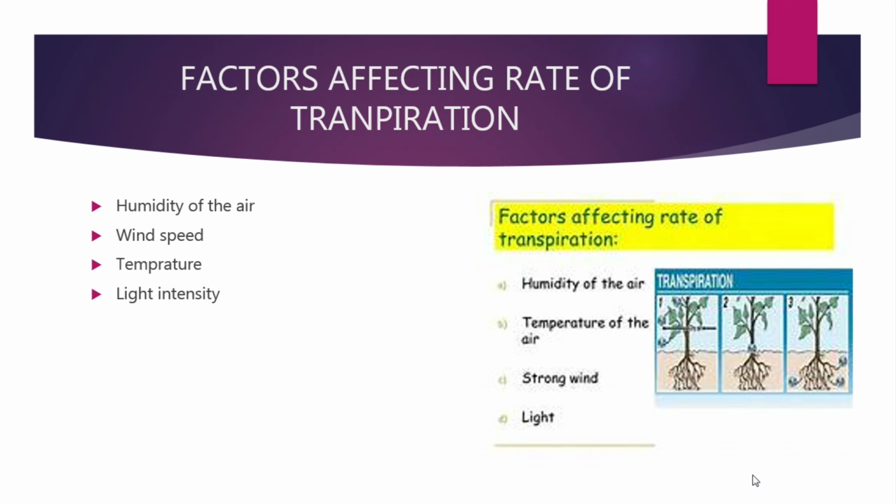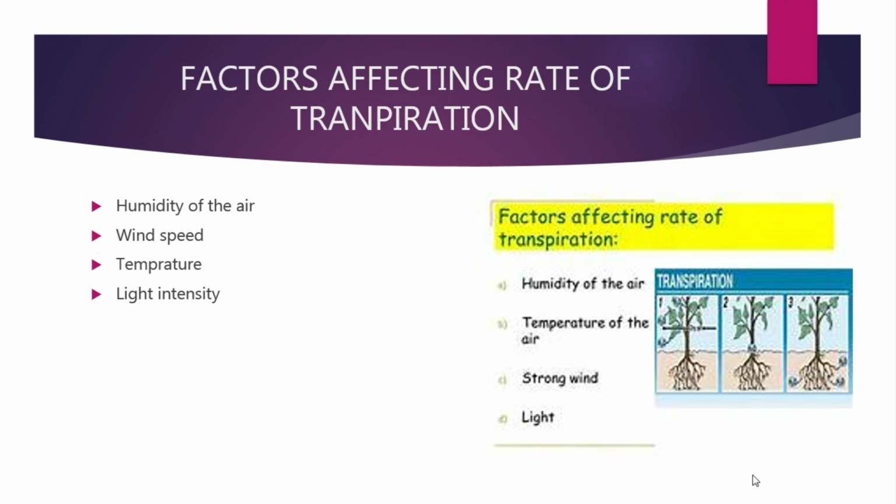So there are some factors that affect the rate of transpiration. There are four factors that affect the rate of transpiration: the humidity of the air, wind speed, temperature, and light intensity. If the air around the leaf has a high humidity, this will decrease the diffusion gradient for the water vapor between the air spaces in the leaf mesophyll and the atmosphere. Hence, the rate of transpiration is higher in low humidity and lower in humid air.